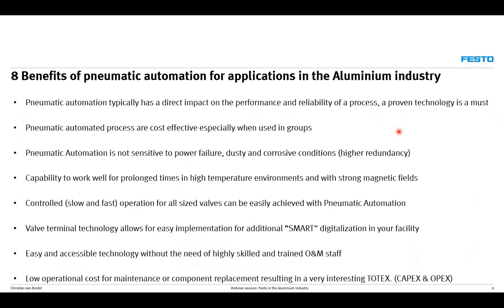There's more than only the upfront investment of a product. There's also the cost which is required to keep a plant running. These two combined, we call the so-called TOTEX. And as long as this figure is positive, we see this as a really good benefit.